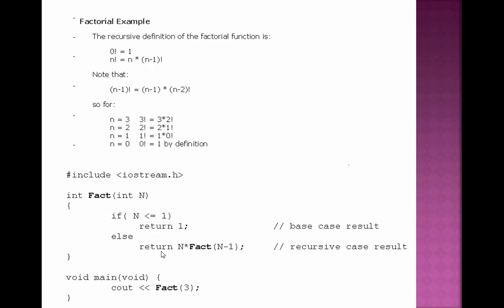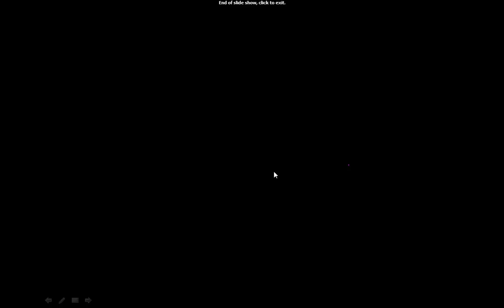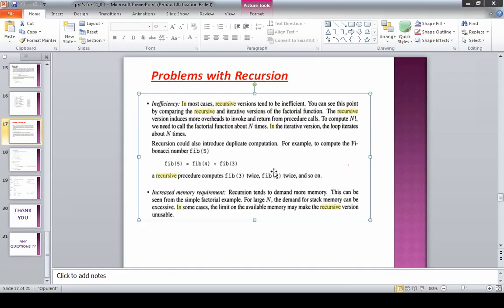So the prior slide shows the basic example. This is your coding example. This is your assembly language coding example. This is how we can implement the coding in an assembly language program. So that's all for today's session.